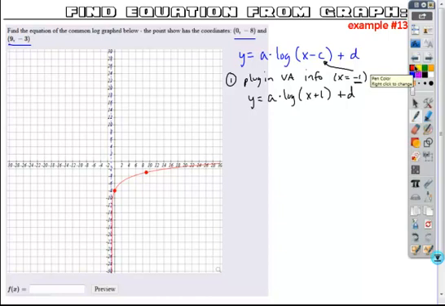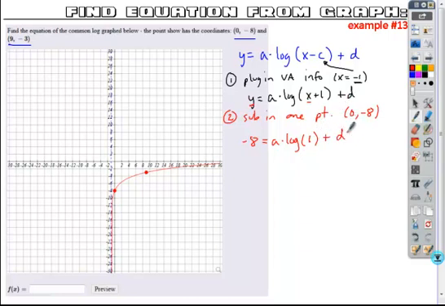Next, you're going to plug in 1 point. More than likely, I would choose the point that's closest to your asymptote. In this case, I'm going to choose the point 0, -8. When I sub in that 1 point for my x and my y, what I wind up with is -8 equals a times log of 0 plus 1, which is 1, plus my d value.